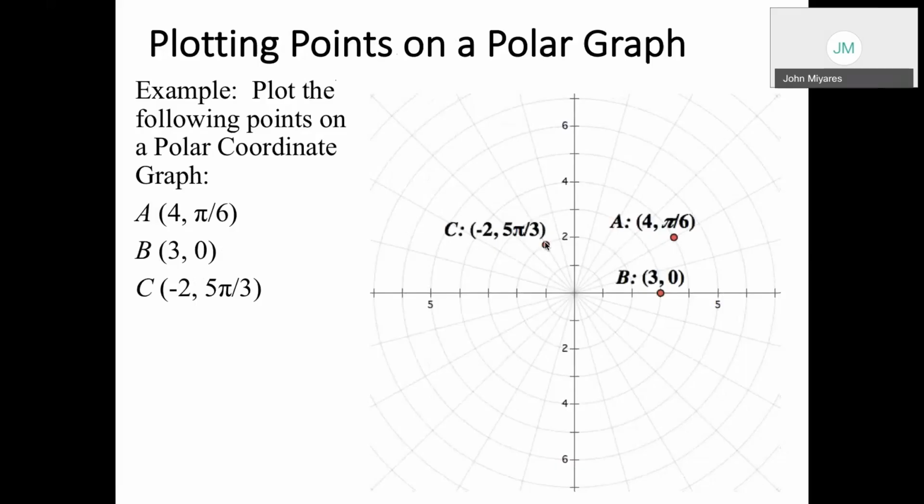So really what it's like is if we were heading down the bearing of 5 pi over 3, which again is normally in quadrant 4, and then turning around and going in exactly the opposite direction out the 2 units that we were going to go otherwise.